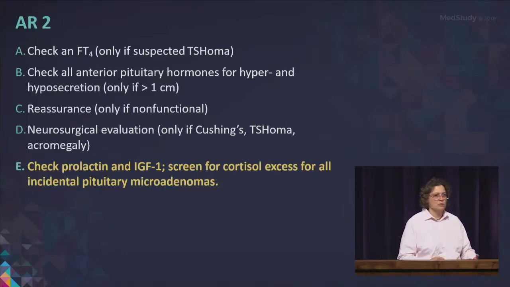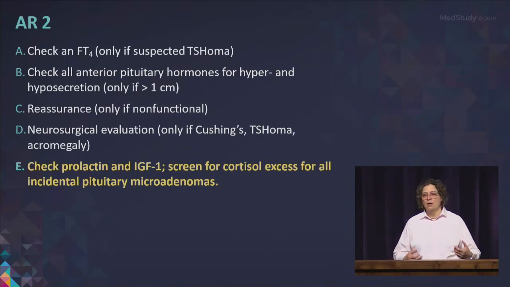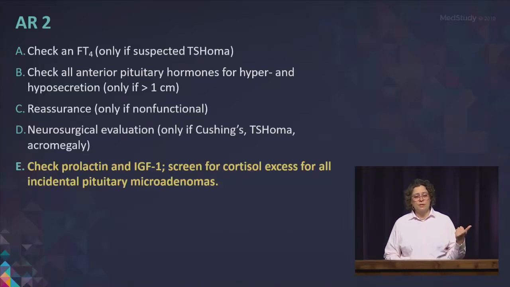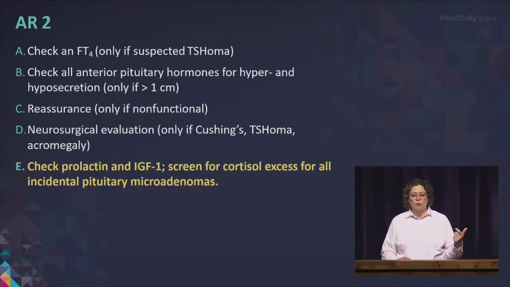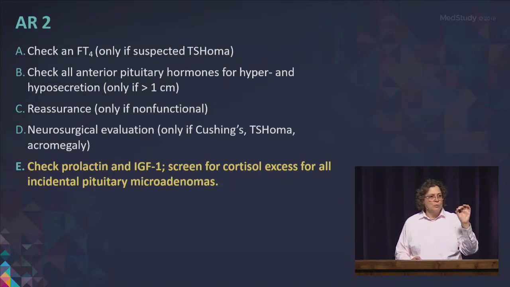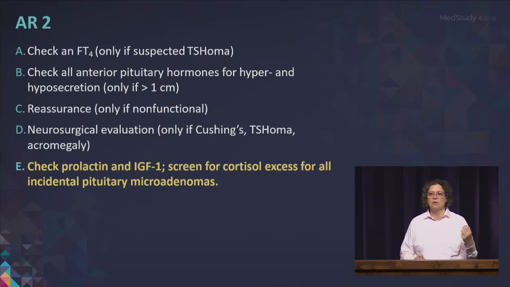See if this person has striae, see if they have proximal muscle wasting, see if they have thin skin, easy bruising. So you would only check a free T4 if you suspect a TSH secreting pituitary adenoma, which would not be the case here because clinically that's not how she's presenting. You only check for hyposecretion if it's large enough to squish the gland, okay? So at greater than a centimeter, you would entertain screening for hypofunction, but anything that's less than a centimeter is not big enough to cause problems with hypo.